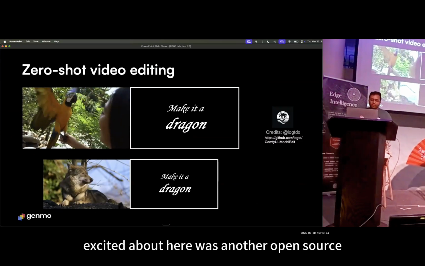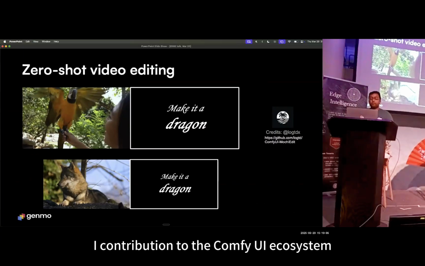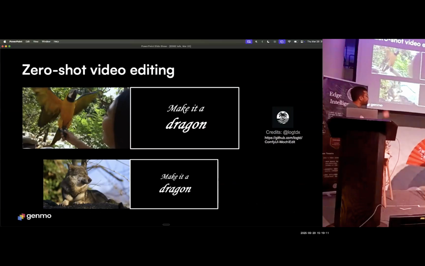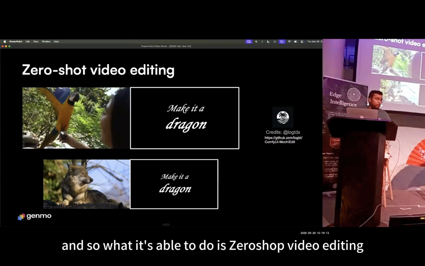Another one that I'm really excited about was another open source contribution to the ComfyUI ecosystem by a community member. What it's able to do is zero-shot video editing.